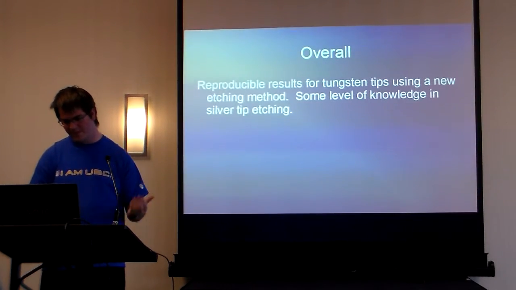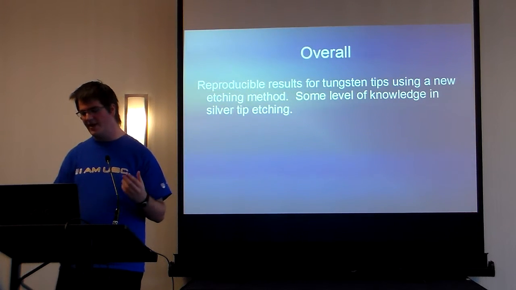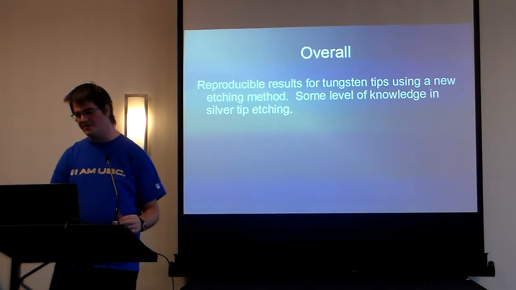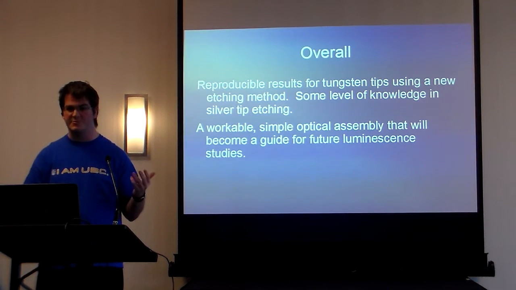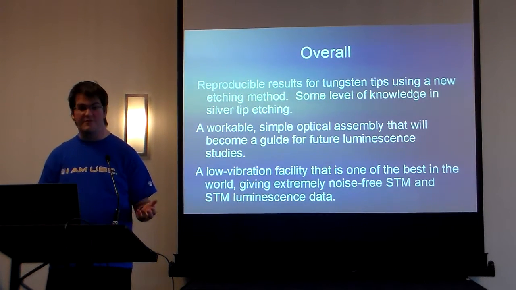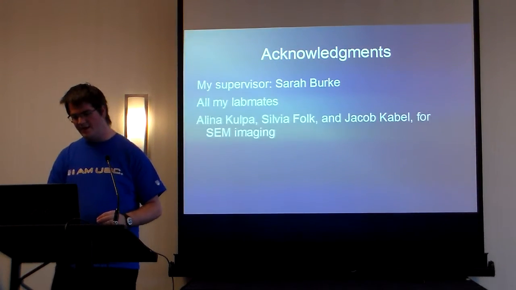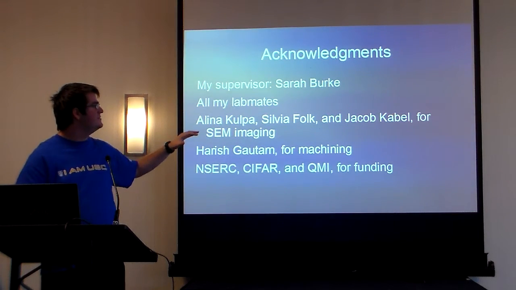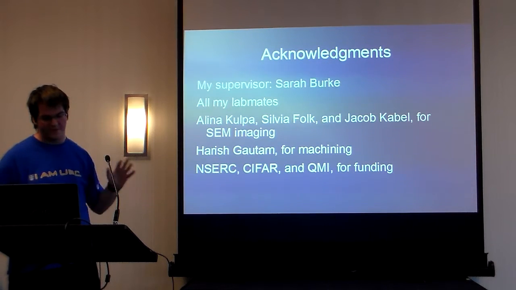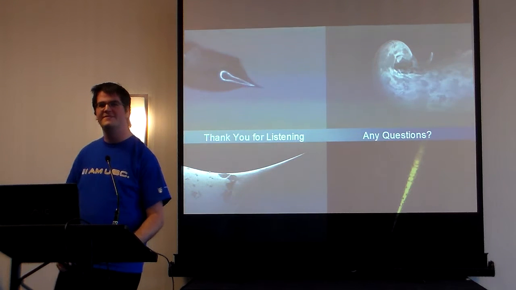So overall, the tip etching is reproducible for tungsten, and it's a new method, so it's much easier to use than the method commonly used in literature. The optical assembly is workable, it can be adapted, and it can be a standard for future luminescence studies. And the low vibration facility is what we want it to be. It's one of the best in the world. It's completely noise-free. So I'd like to acknowledge all these people, especially the top 2, my supervisor and my lab mates, for helping me throughout the summer and getting me acquainted with all I need to do. And of course, thank you all for listening.